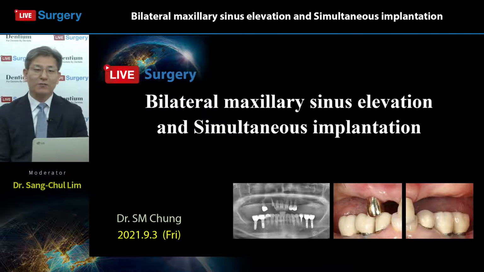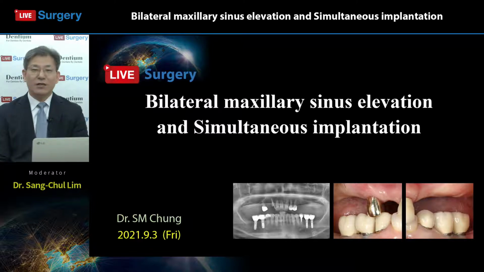Today, Dr. Chung was invited the same as before. He is showing us minimally invasive surgery with maxillary sinus elevation. These procedures will be introduced with Dentium's Bright implant system. I hope this live surgery helps you in your implant practice. Thank you. Okay, let's take a look at today's case.